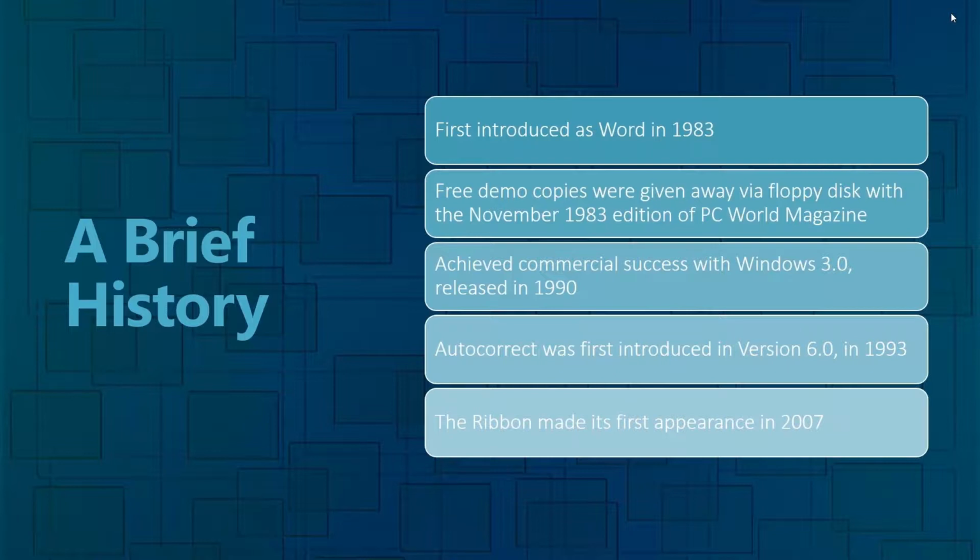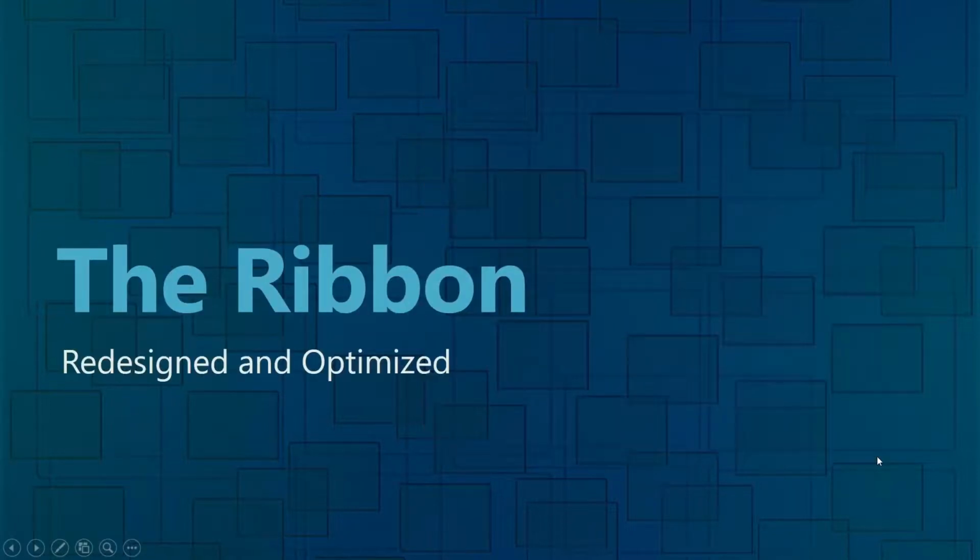And then the ribbon, a sort of stylistic revolution for Microsoft Word, first made its appearance in 2007. So we're going to go ahead and start the presentation there with the ribbon.